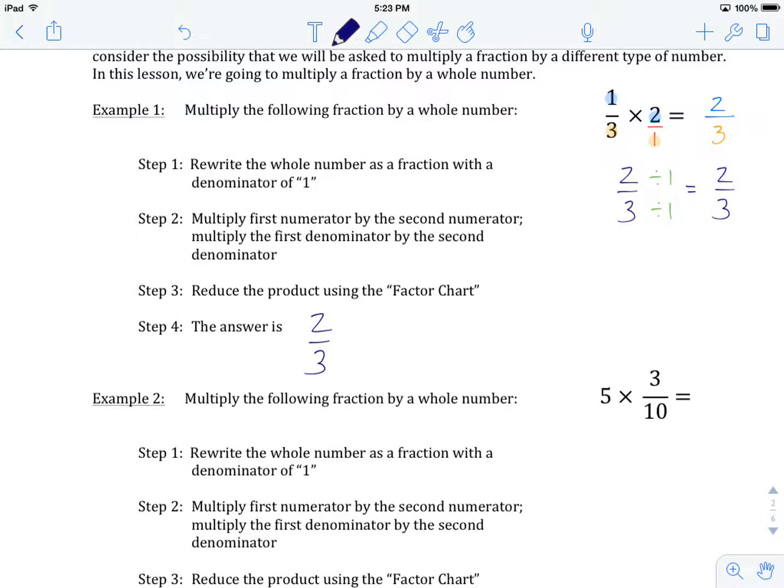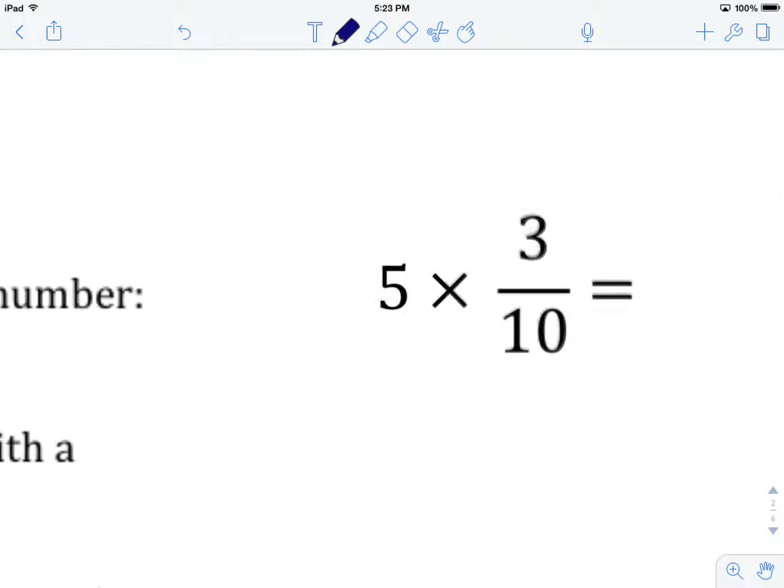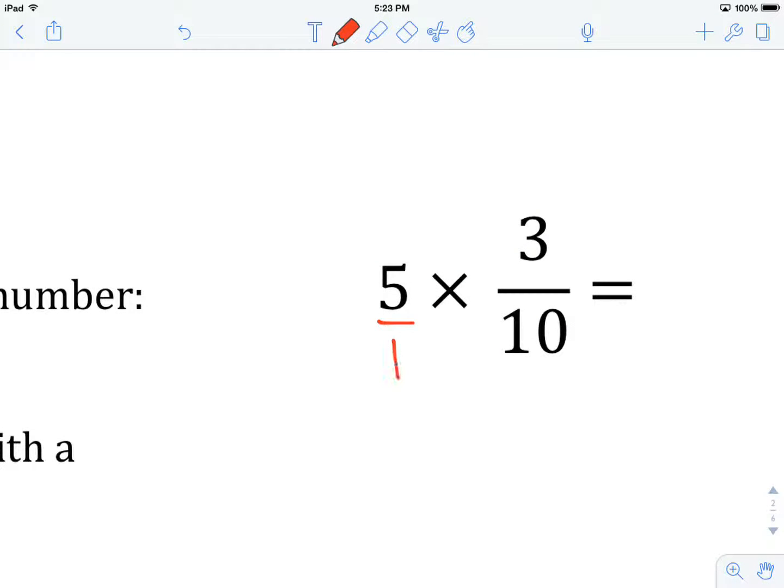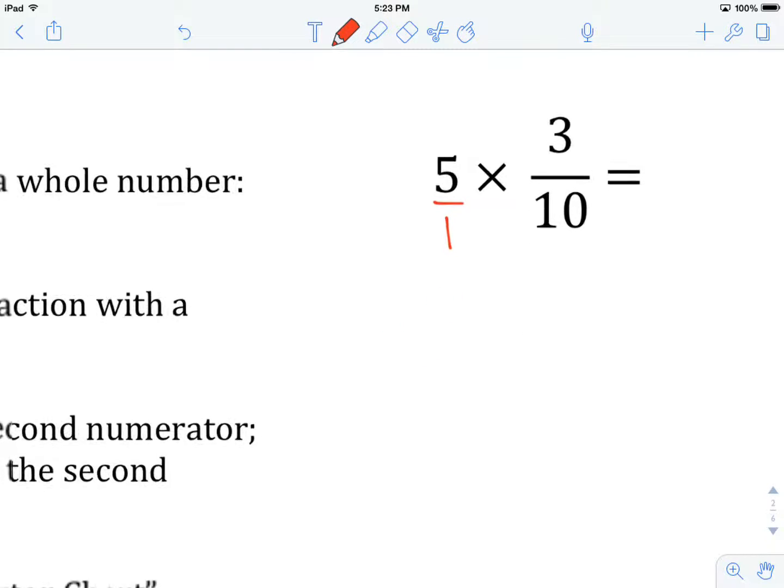Let's try example number 2 together, and then you can try a couple on your own. So let's multiply the following fraction by a whole number. Here we have 5 times 3/10. Again, we're recognizing there's a whole number thrown in the mix here. We want to turn that into a fraction as quickly as possible. So we are going to do that by writing 5 as 5 over 1. We can rewrite the whole thing if you find this a little bit crowded. We can write 5 over 1 times 3 over 10 equals.